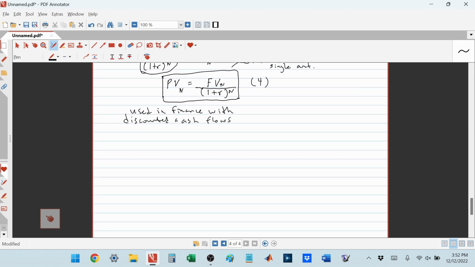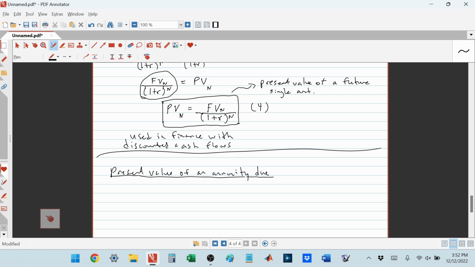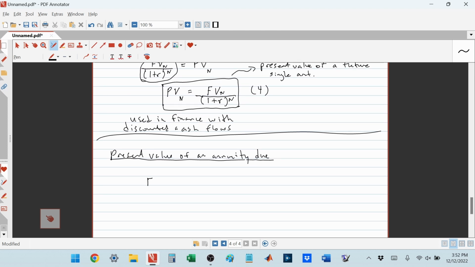All right, the fifth equation is the present value of an annuity due. I gave you the future value of an annuity due in equation 2. If I were to invest P dollars at the beginning of every period for the next n periods, what would the account be worth at the end of n periods? And we found that the account would be worth this much money.